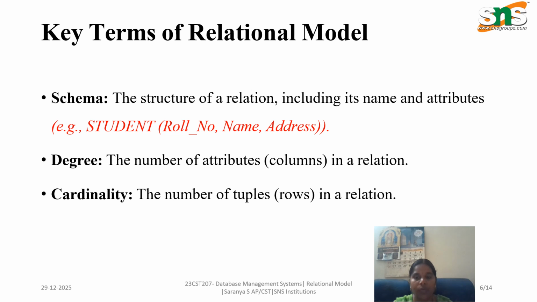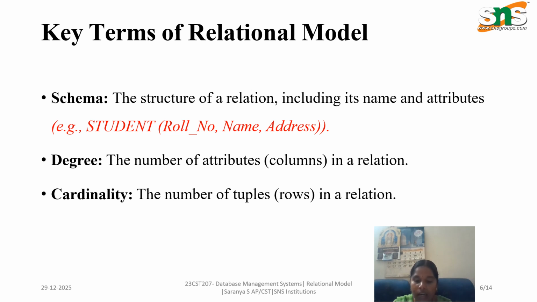In the previous video, we discussed the relational data model concept and key terms of relational models, and then continued with the degree of relationship in the relational model. It is the number of entity types that participate in a relationship. The types of degree of relationship are the unary relationship, binary relationship and ternary relationship.